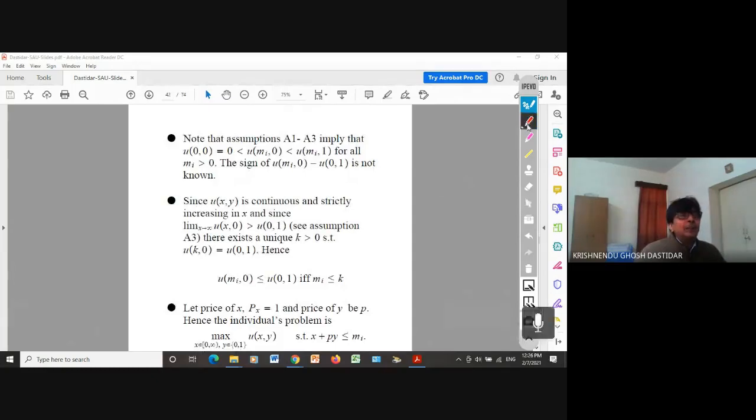So before that, some other analysis. Note that A1 to A3 imply this U00 is less than U(M,0)... so the sign of this is not known.